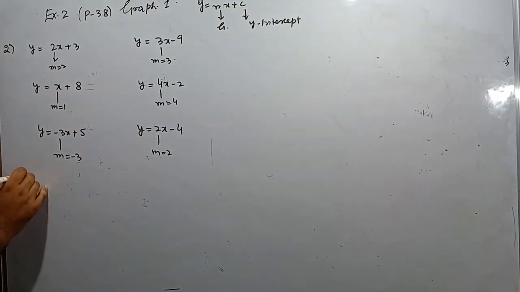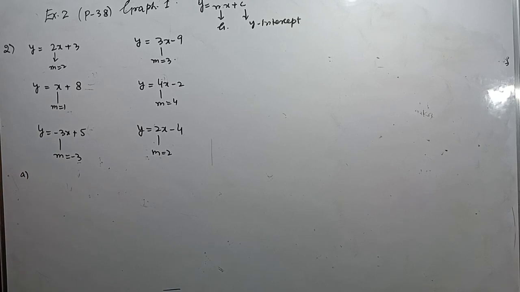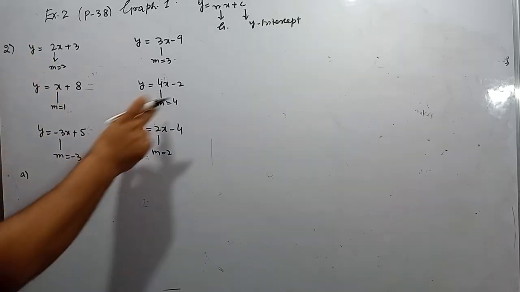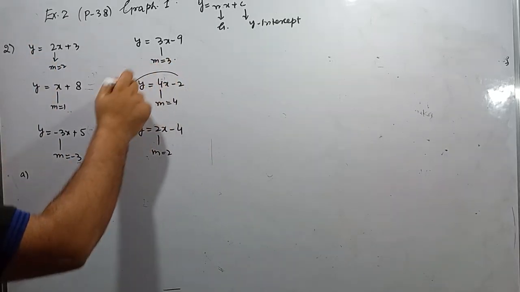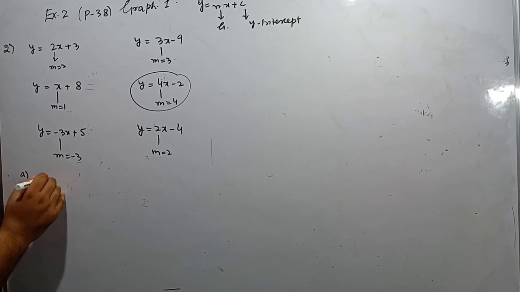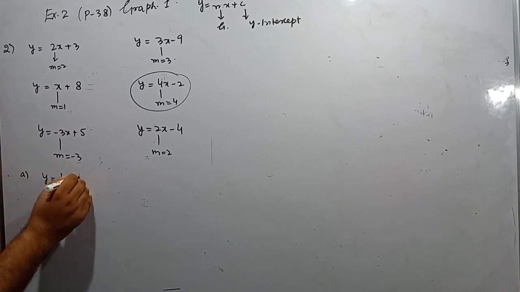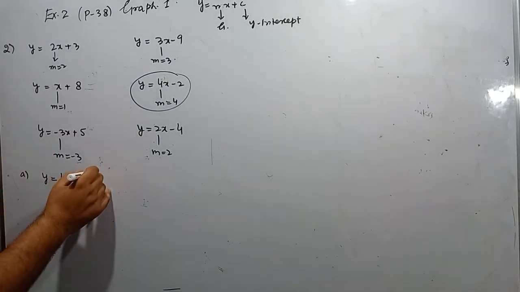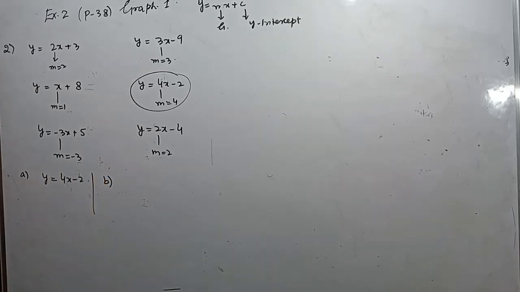Now see the first part. It is asking for the line with the steepest gradient. Write the equation of the line which has the steepest gradient, that means the highest gradient. If you check here, this equation has the highest gradient. So I will write y is equal to 4x minus 2. This is the solution of part A. Now part B, the line with negative gradient.